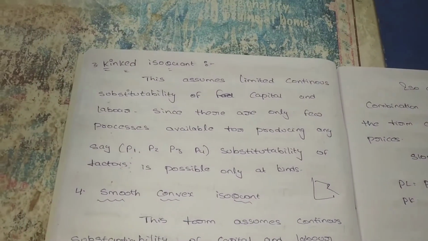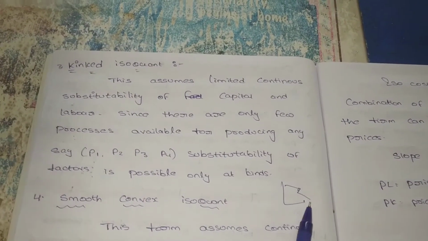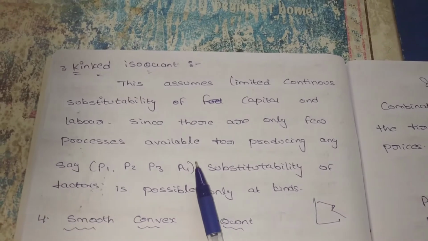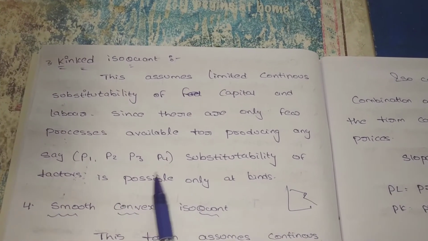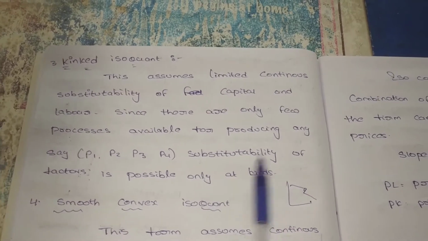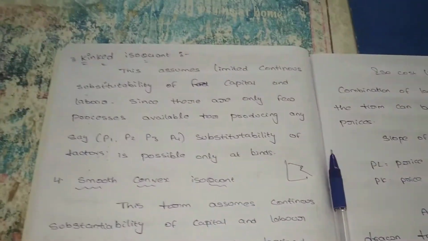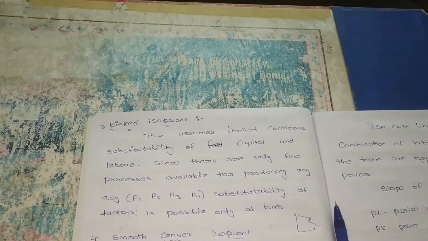Means when there are limited substitutes, the curve will occur like this. Since there are only a few processes available for producing, say P1, P2, P3, and substitutability of factors is possible only at the kinks. Means substituting the goods is very less. Then kinked isoquants occur.